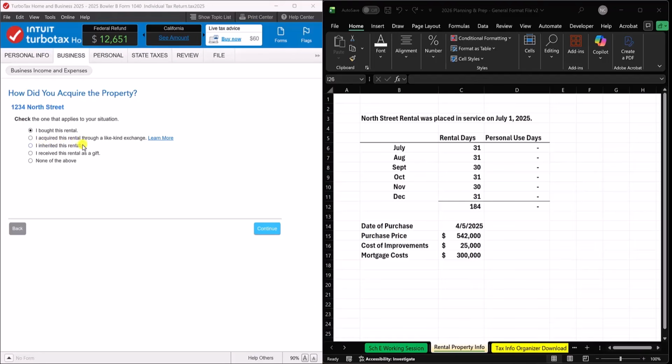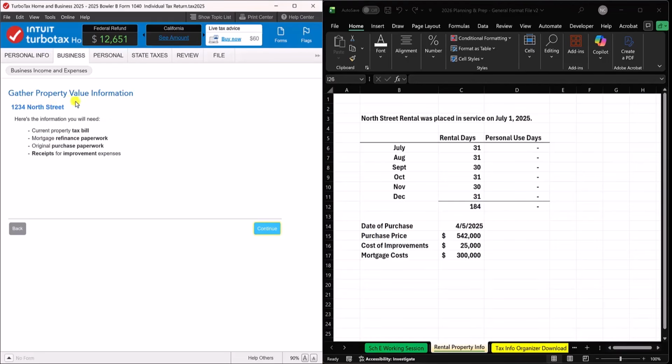I acquired this rental through a like-kind exchange. This right here is known as a 1031 exchange. We are going to do a module on this in the 2026 Tax Prep and Planning class. So if you're interested in learning about 1031 exchange, we're definitely going to cover that. I inherited this rental. That's relatively common. I received this rental as a gift, not quite as common, or none of the above. As I said, for this example, let's go with the most common scenario. I bought this rental. Continue.